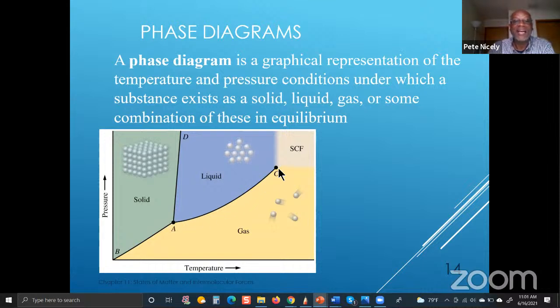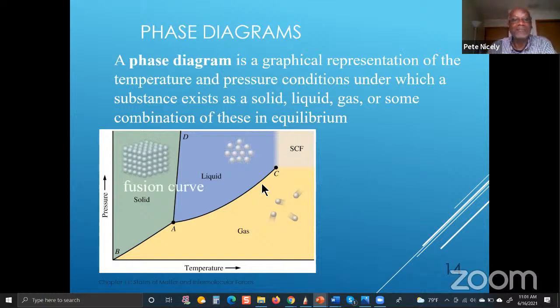And here, this line A to C represents the pressure and temperature values where there's an equilibrium between the liquid and the gaseous state, all right? So essentially, this line here indicates the sublimation temperature for the solid. This line here represents the boiling points for the liquid, and this line here represents the melting point for the solid, all right? That's basically under different temperature conditions. That's basically what those lines represent, all right?